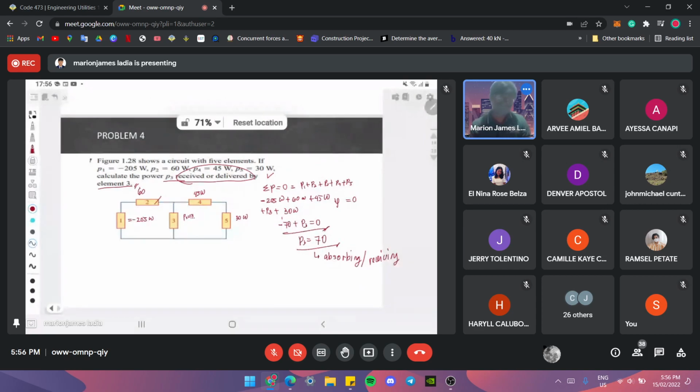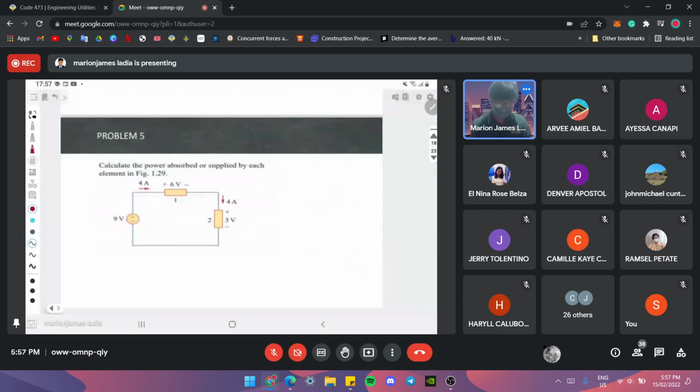So recap lang, summation of P is equal to 0. So after that, nakuha natin yung value which is equal to negative 70 plus P3. Okay? But P3 is equal to positive 70 kasi transpose natin yan. And then, based on our observation, this is positive. So therefore, this is absorbing power. Okay? Simple lang yan.